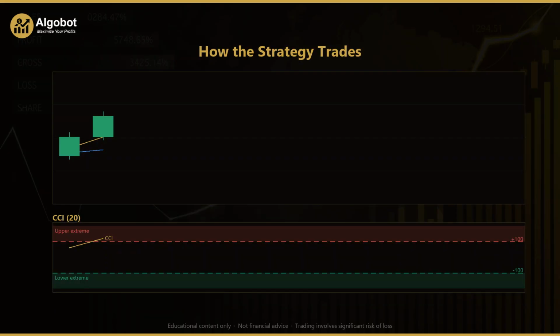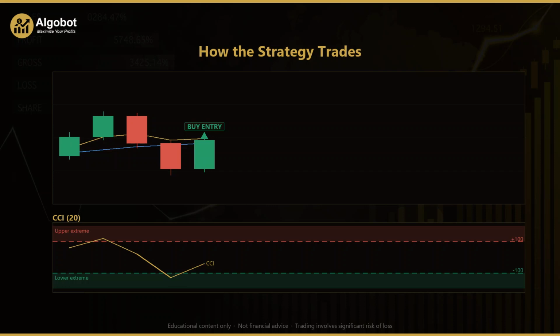Up top, you can see the price candles with two moving averages drawn over them, the faster 20-period EMA and the slower 50-period EMA. Below the price, in its own panel, sits the commodity channel index, with dashed reference lines at positive 100 and negative 100 marking the extremes the strategy watches for. On the far left, notice how the fast EMA is riding above the slow EMA. That single relationship is the strategy's entire definition of an uptrend, and while it holds, the EA will only consider buys.